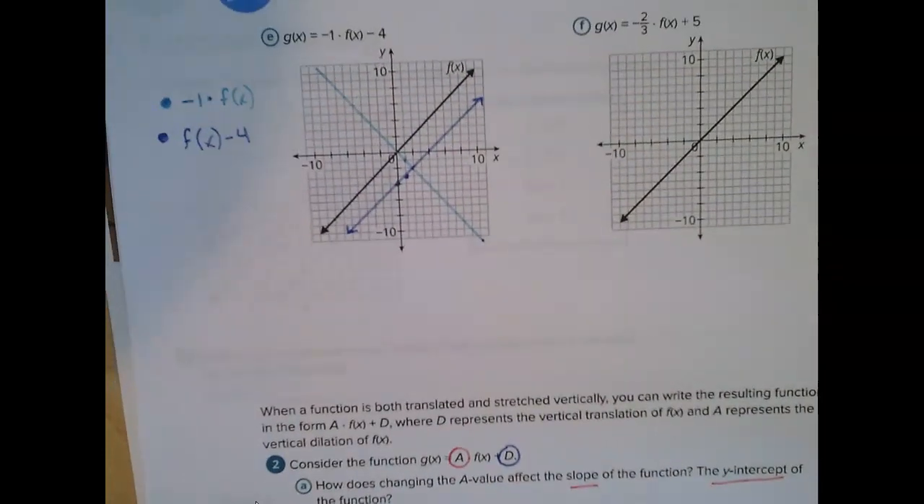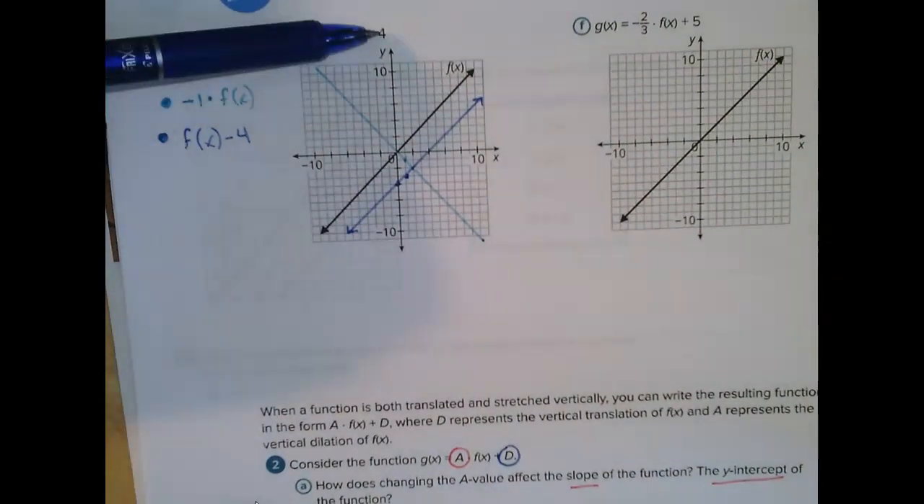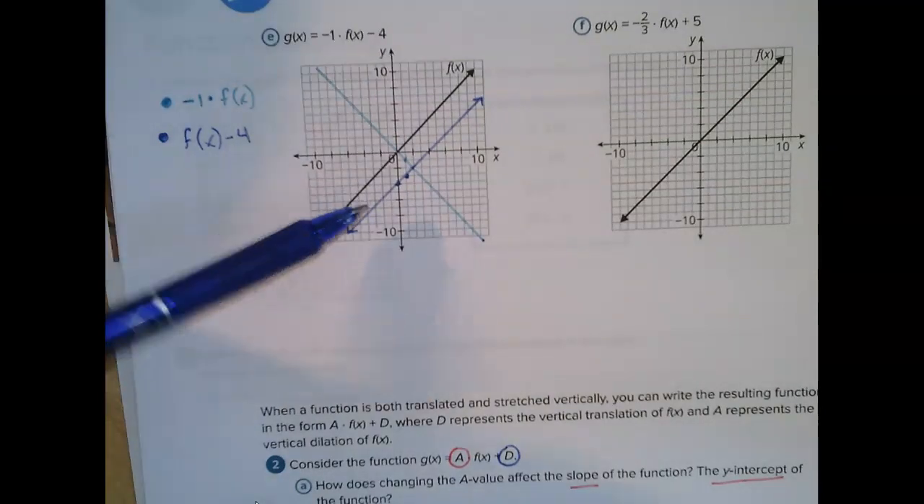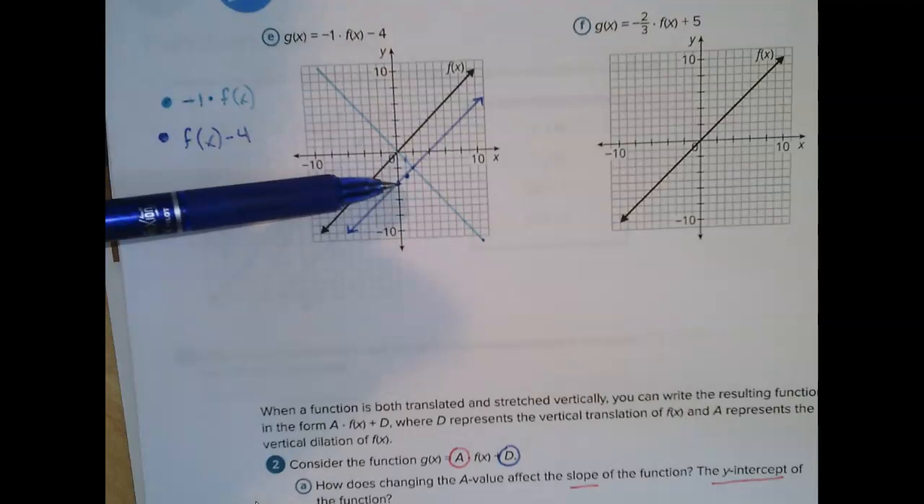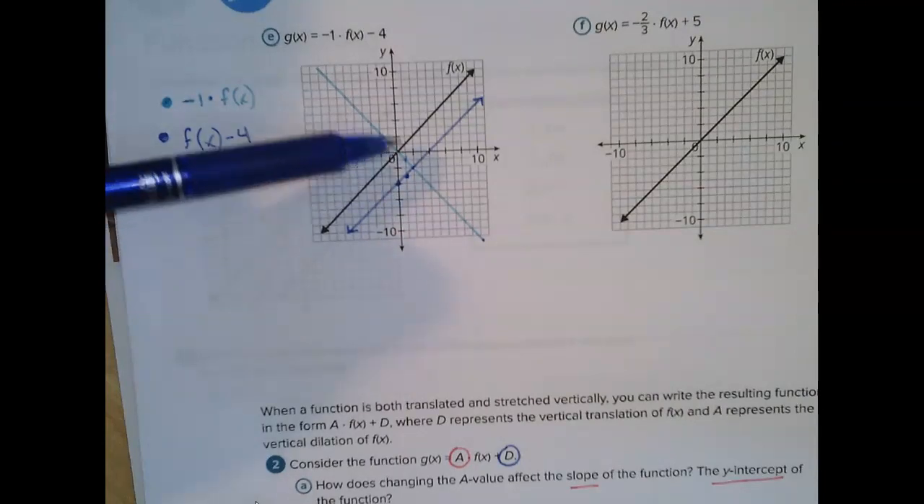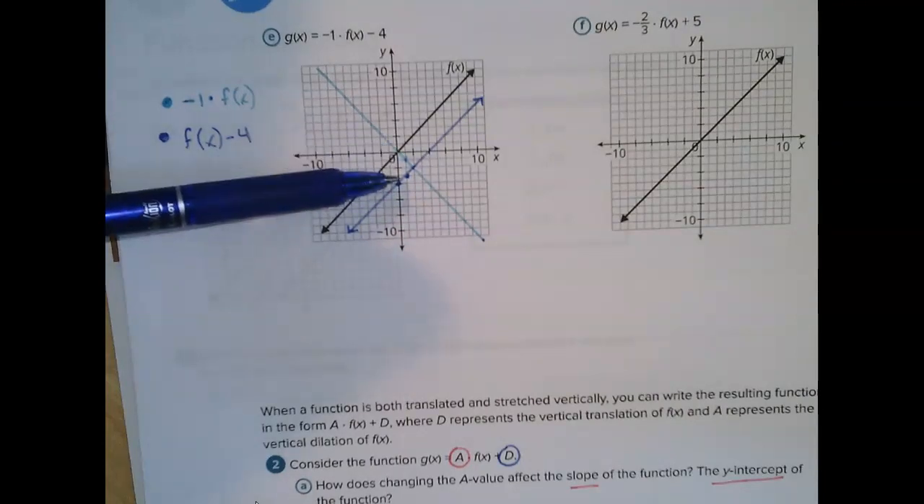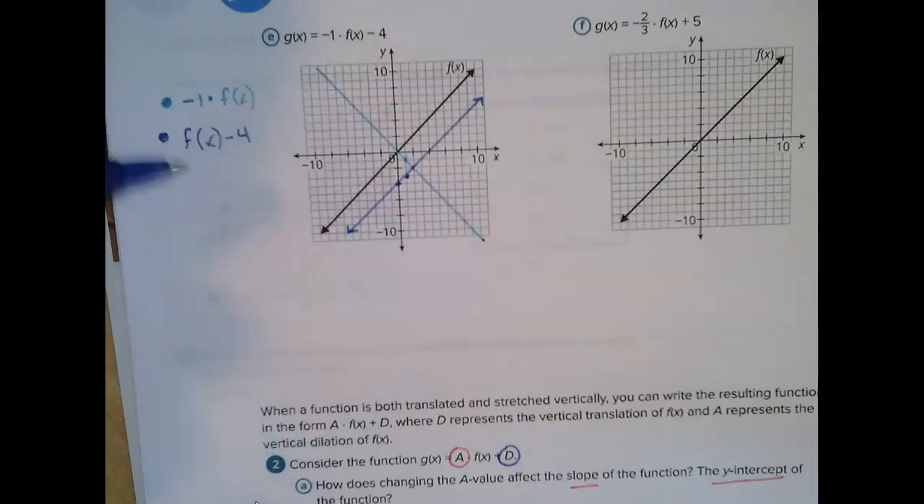and ask yourself, how did this -4 affect the y-intercept of the lines, the black line here and the dark blue line? What happened to the y-intercept? And did changing this by -4 change the slope or not? So that's what you're writing about in questions 2A and 2B.